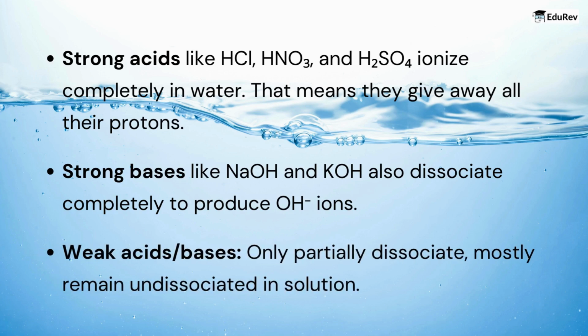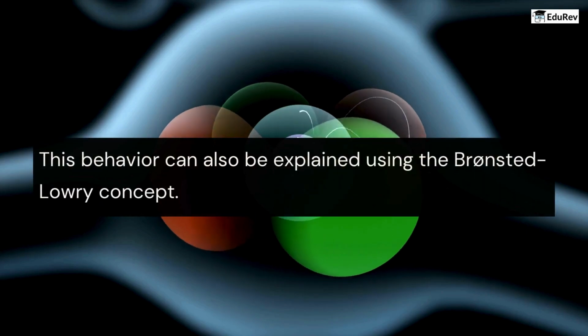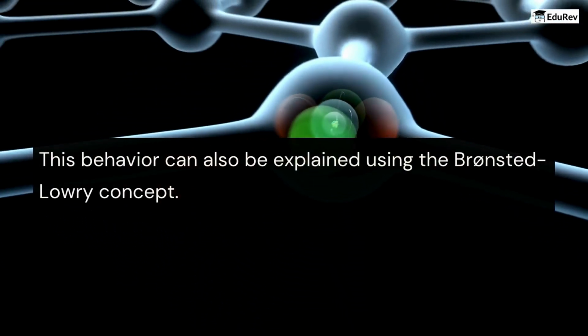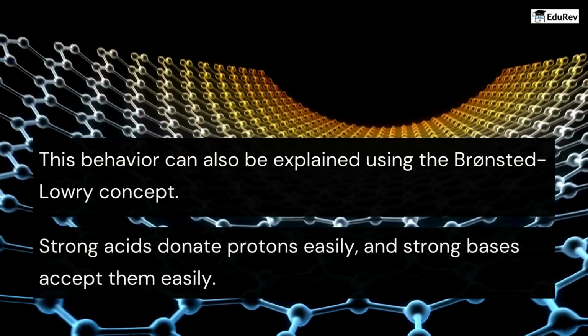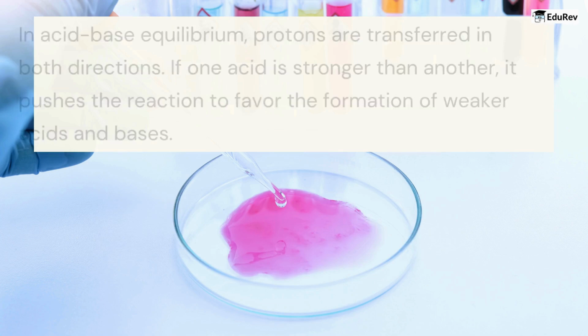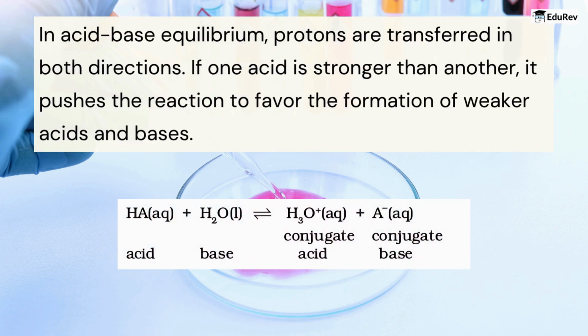On the other hand, weak acids and bases do not completely ionize. Only a small portion of their molecules split into ions. Most of them stay in the original form. This behavior can also be explained using the Bronsted-Lowry concept. Strong acids donate protons easily, and strong bases accept them easily. In acid-base equilibrium, protons are transferred in both directions. If one acid is stronger than another, it pushes the reaction to favor the formation of weaker acids and bases.